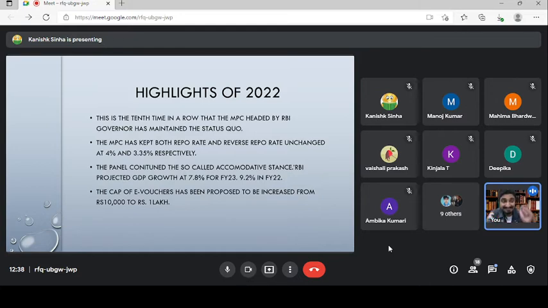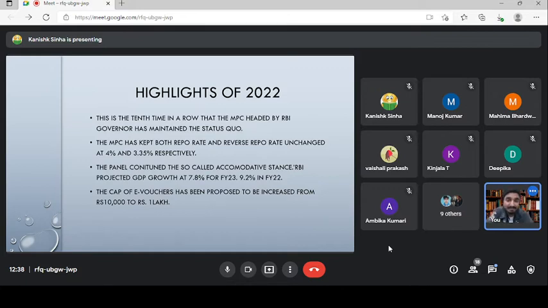So for the 10th consecutive time, the MPC headed by the present governor, that is Shaktikanta Das, has maintained the status quo. The panel, that is the MPC. What is the quorum, guys? Can anybody tell me in the chat box? We have just discussed it. What is the quorum for the MPC?